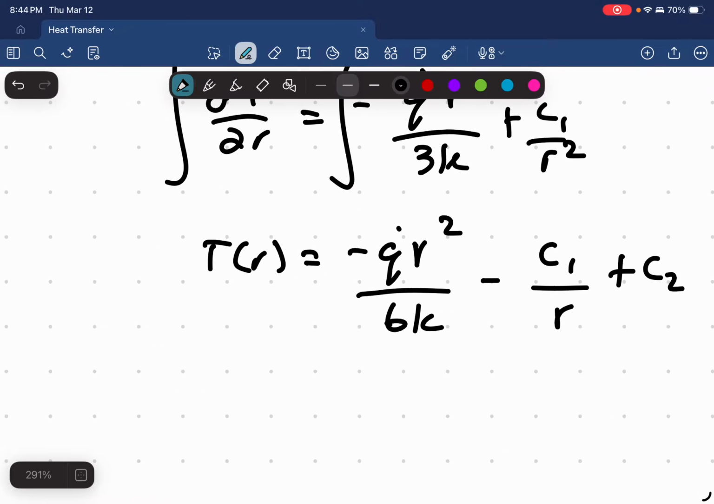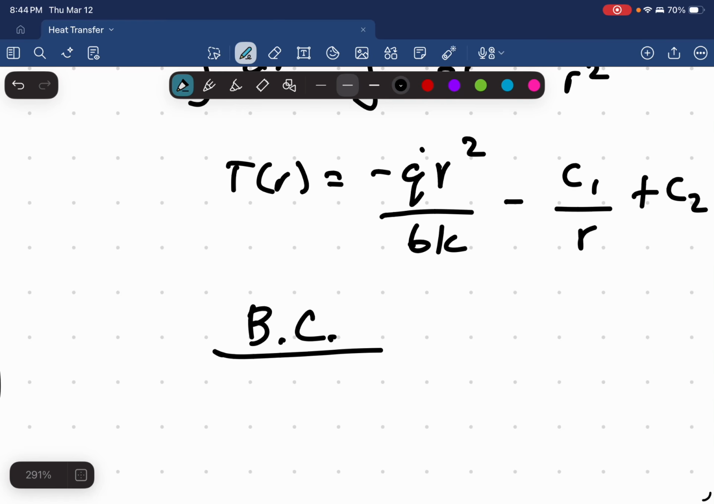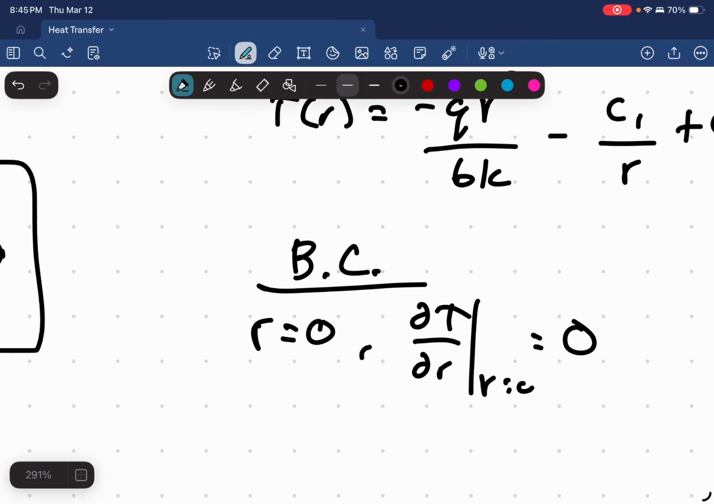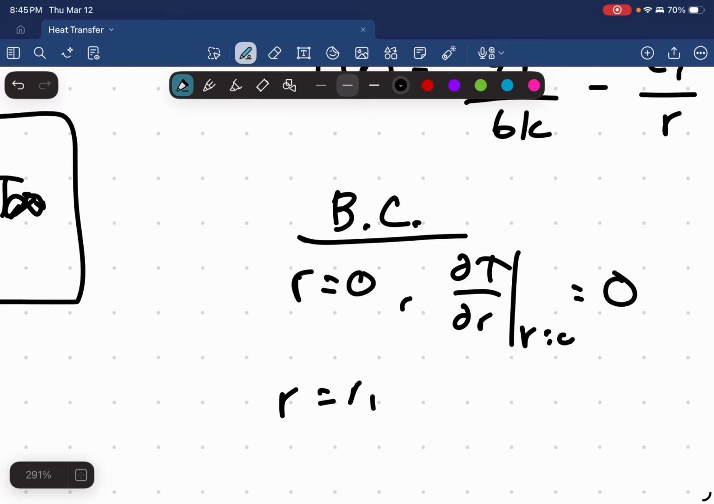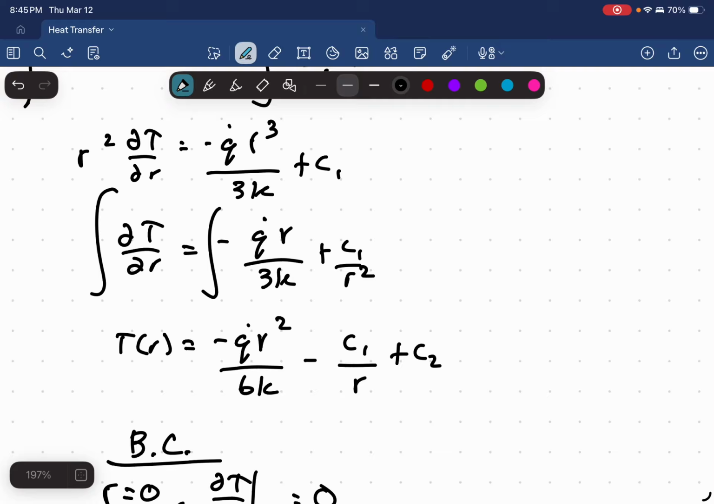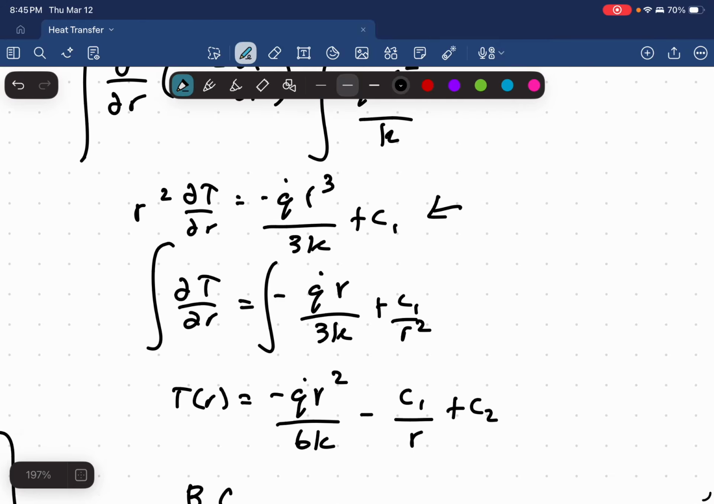Okay, now up until this point, we're going to do the same thing by applying boundary conditions. Since the heat generation is happening at the very center, we can say that R is approximately 0. That's when the change in temperature with respect to the radius at R equals 0 is equal to 0. And then at R equal to R1, T is equal to T1. So now, same thing as last problem, we're going to use this expression to solve for C1.